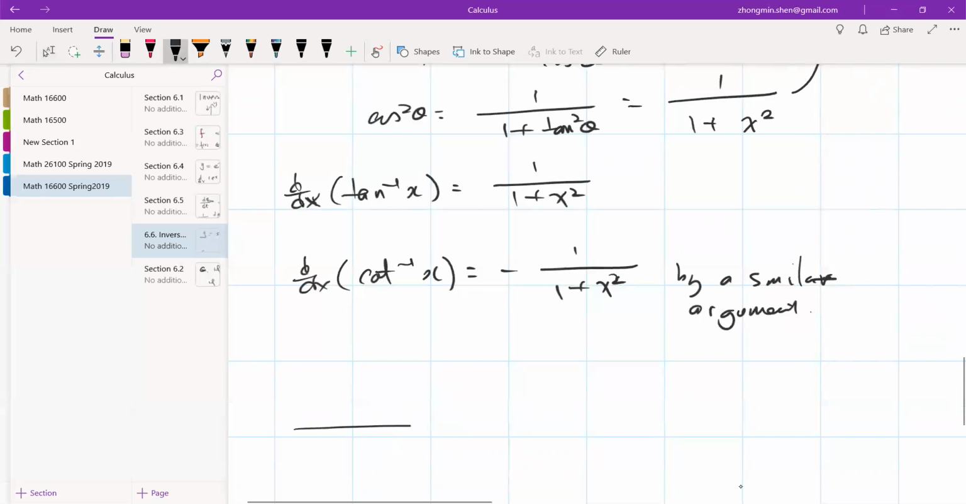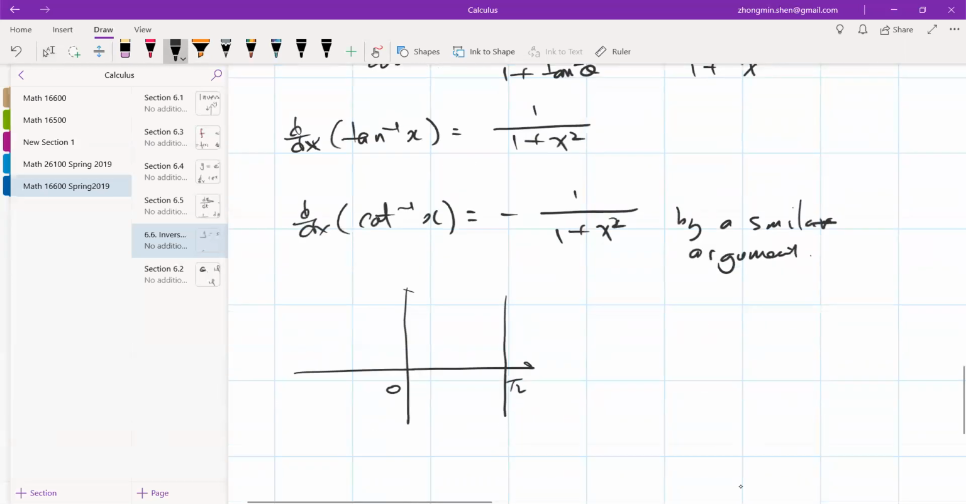All right, so the arc cotangent. Well, what's the domain of the arc cotangent? I think cotangent x is from 0 to pi, and this is going to be a decreasing function. Here's pi over 2, because y equals cotangent x will be cosine x over sine x. So when x equals pi over 2, the y value is 0. When x is greater than pi over 2, the y value is negative. Okay, so the inverse exists.